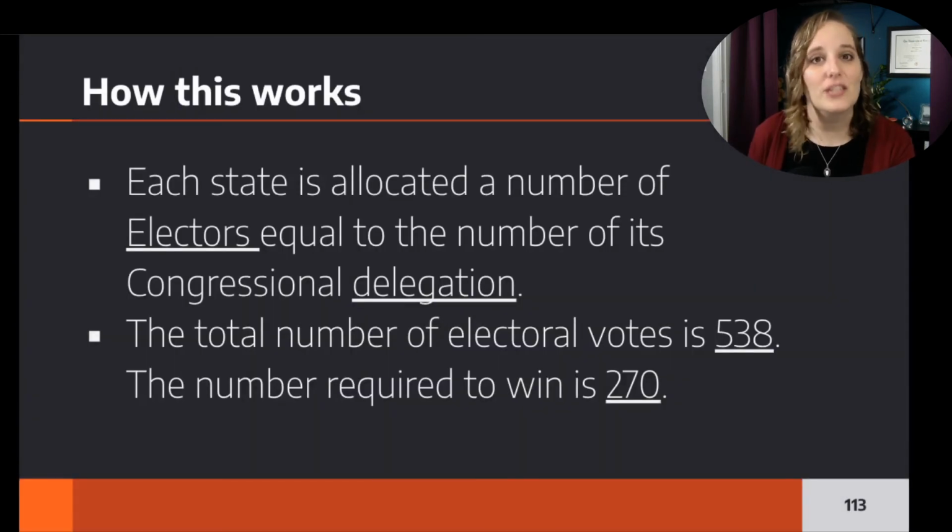Remember, each state gets the same number of electors as they have members of Congress. This means that there are 538 Electoral College votes. In order to win the presidency, you have to have a majority, not a plurality. Remember the difference between those two. A majority is over 50%. So the number of electors required to win the White House is 270.